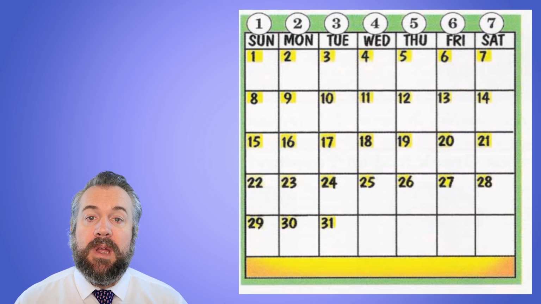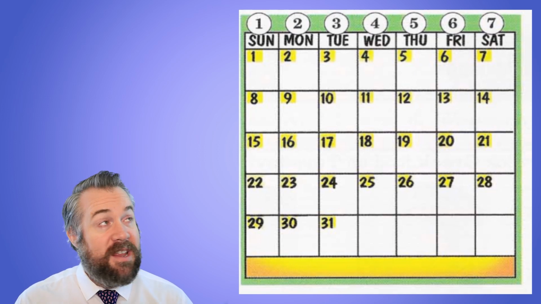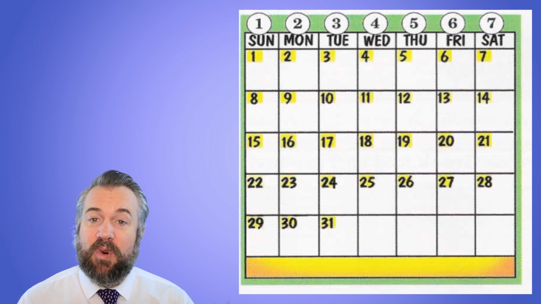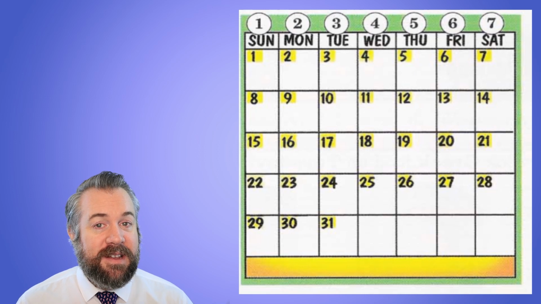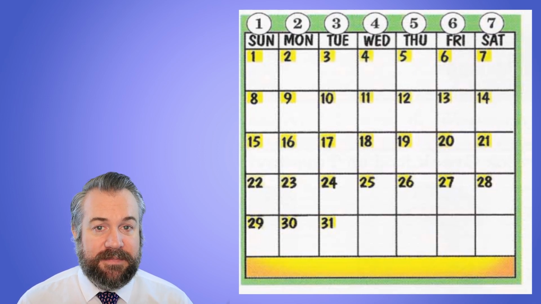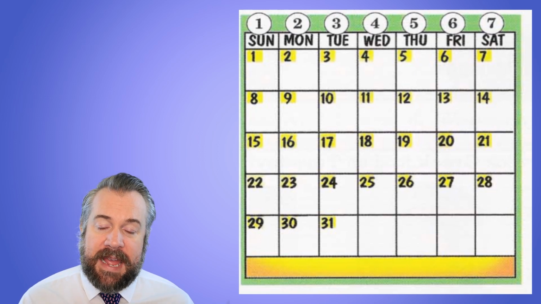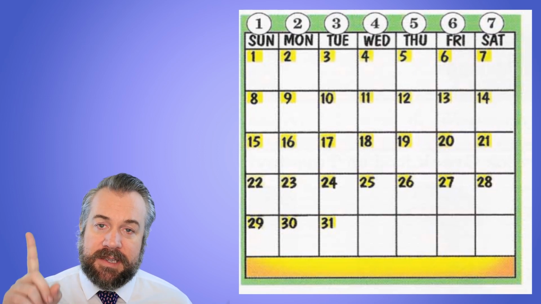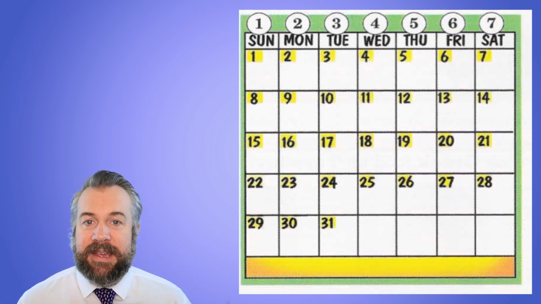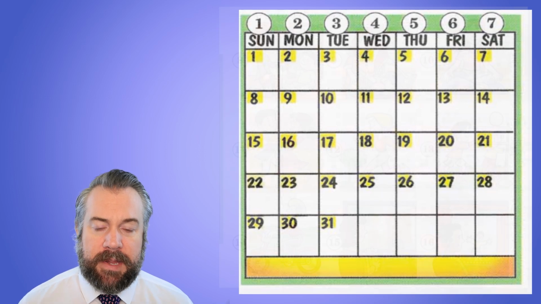Number 2, Monday. Number 3, Tuesday. Number 4, Wednesday. Number 5, Thursday. Number 6, Friday. And number 7, Saturday. So this kind of calendar is not uncommon. There is another calendar where the week starts on Monday. So number 1 would be Monday and number 7 would be Sunday. But it's the same vocabulary.